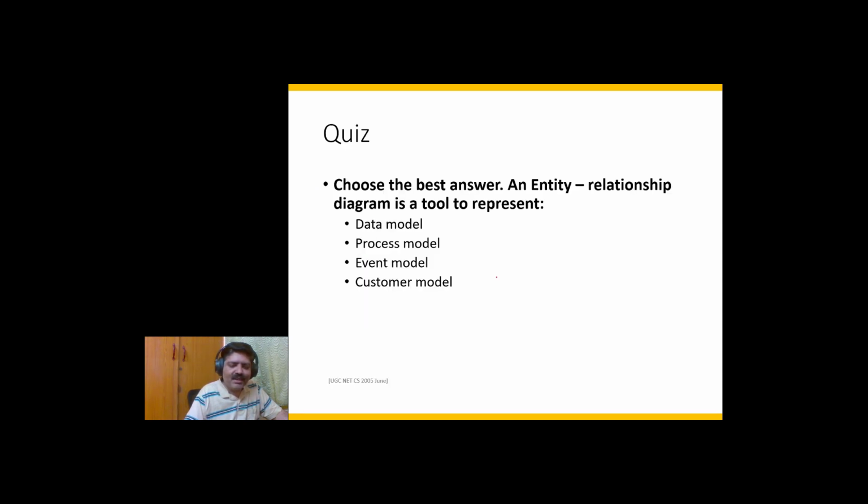Okay, so here is a wake-up quiz for you. An entity relationship diagram is a tool to represent which one of the below: data model, process model, event model, or customer model? And I hope you know the answer already. It represents a data model. So we want to capture the data as relational structures, and the first step to doing that is to do the ER diagram, and from the ER diagram we convert or we reduce the ER diagram to table structures.